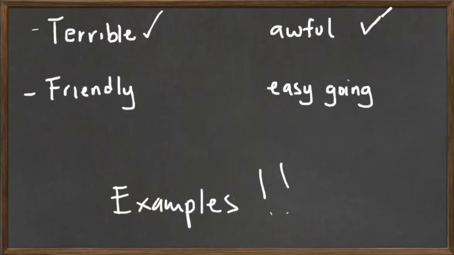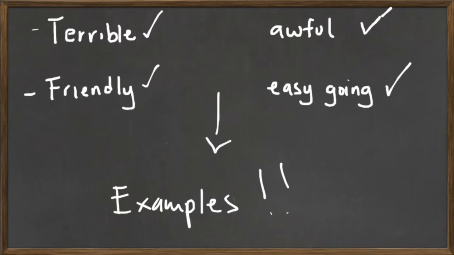Alright, the last one is friendly. And its synonym, well, actually not counterpart, its synonym would be easygoing. Easygoing. An easygoing person is someone who speaks easily. This type of people normally start conversations easily, with no problem, and they make friends very easily as well.